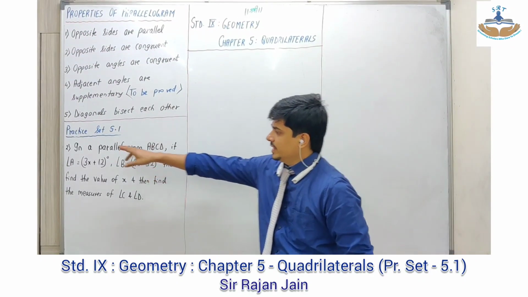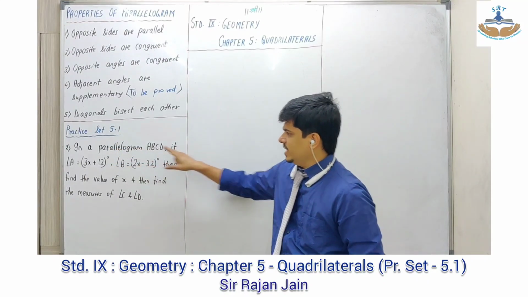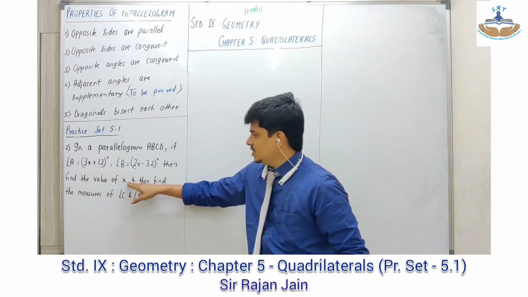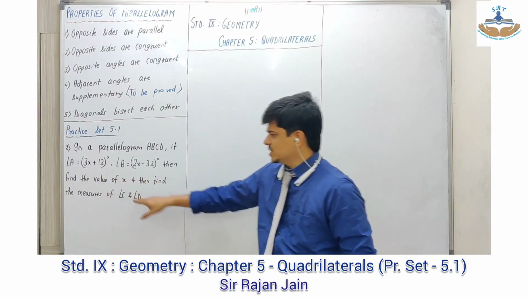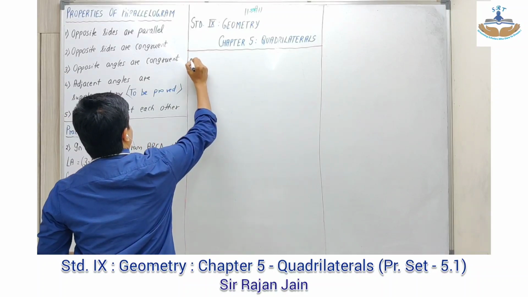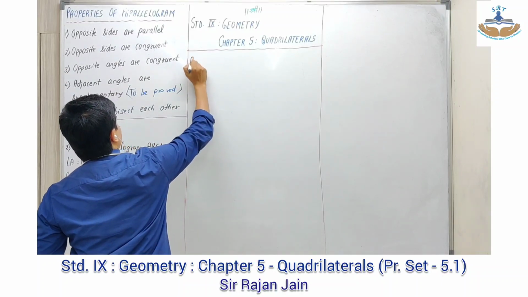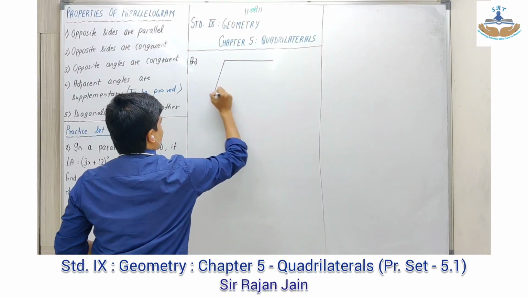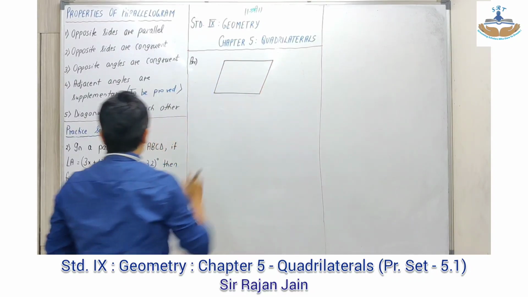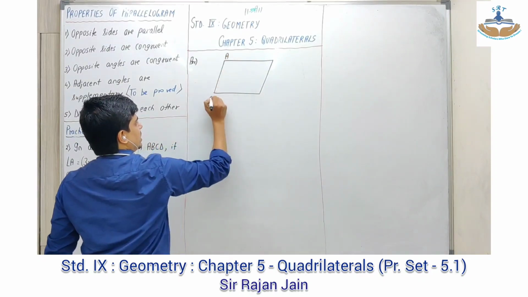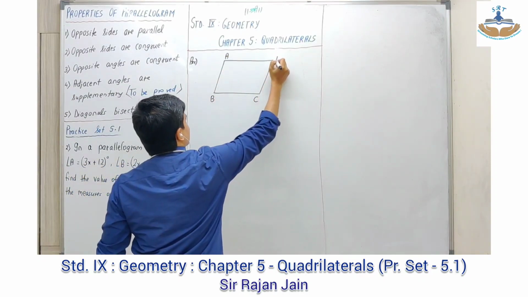Question number 2. In a parallelogram ABCD, if angle A is this, angle B is this, then find the value of x and then find measures of angle C and angle D. Okay, look here. Again, diagram is not given. You have to do the diagram on your own. Let's say this is the parallelogram that they are talking about. Name of the parallelogram given is ABCD. So A, B, C, D.